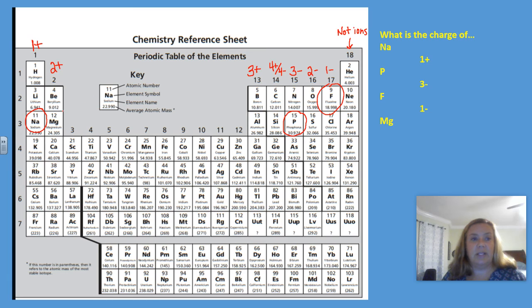Magnesium, over here by sodium, has 2 valence electrons, so it's likely to lose 2. And aluminum here has 3 valence electrons, so it's likely to lose 3. So hopefully this is just a quick recap of how to use this on your periodic table. This will serve as a wonderful importance for you when you do ionic compounds.